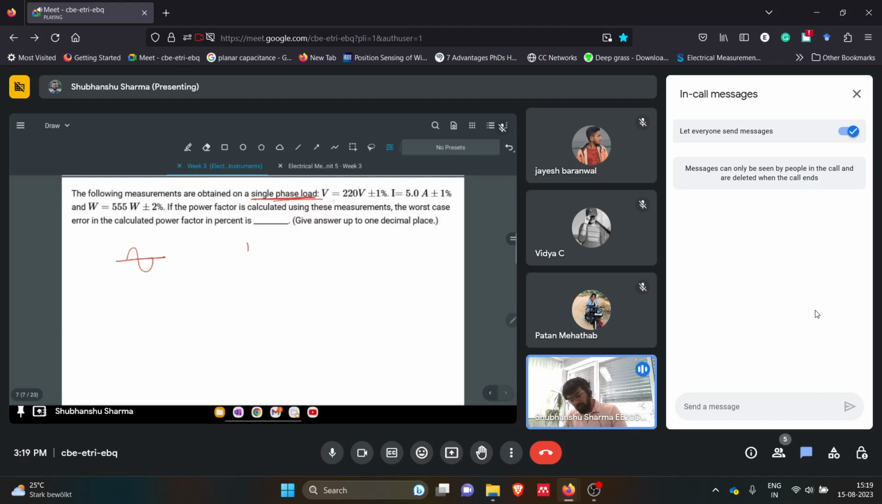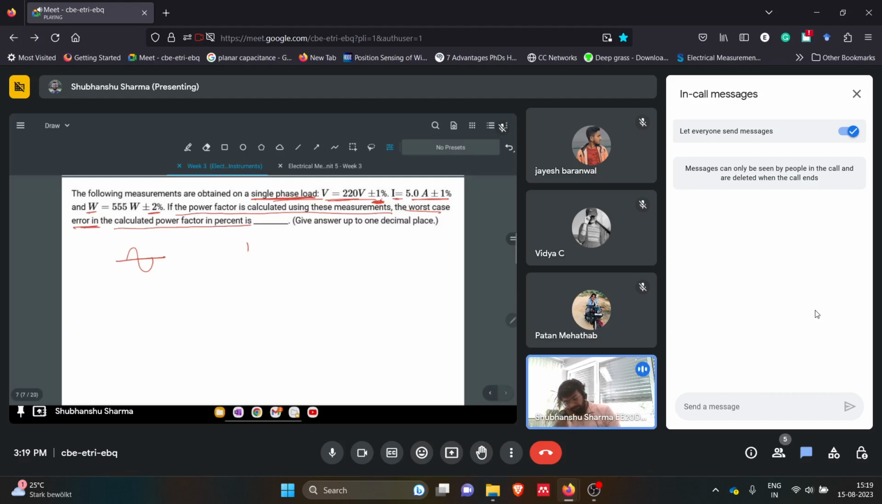So then they are saying V equals 220 volt, and when they show it like this, that means that is the percentage error. Okay, and they have 220 plus minus 1 percentage of error, and for current they have this much error, 1 percentage error. For wattmeter they have 2 percentage of error. So if the power factor is calculated using these measurements, the worst case error in the calculated power factor in percentages.